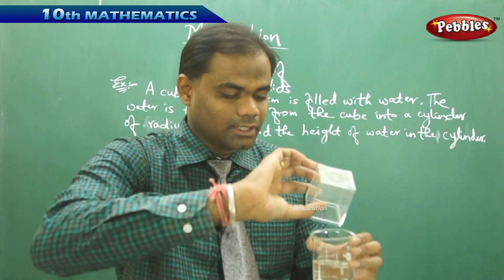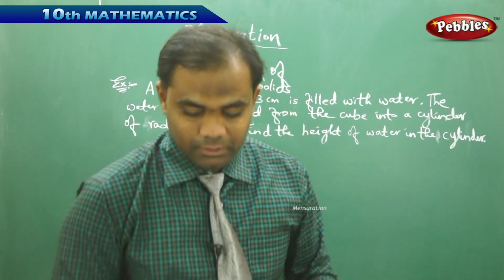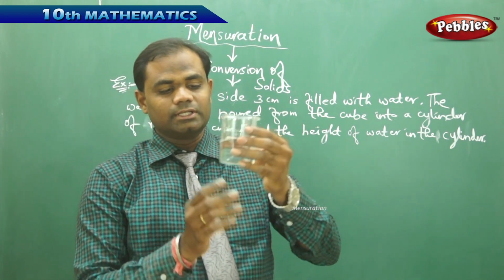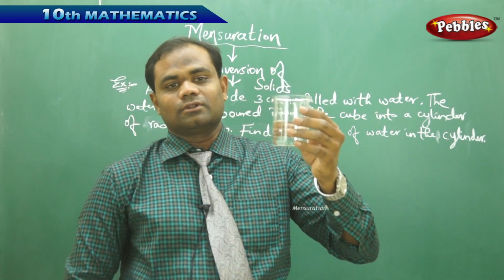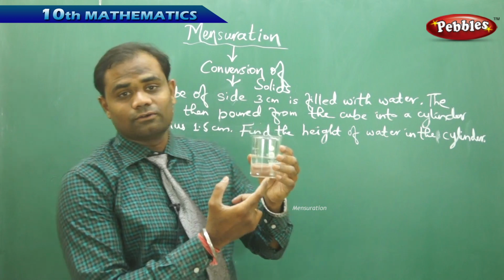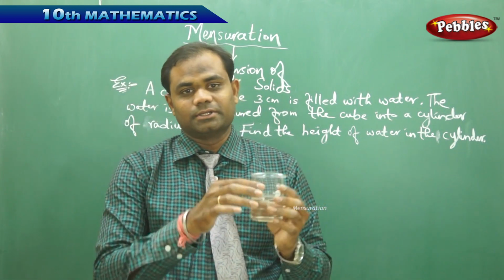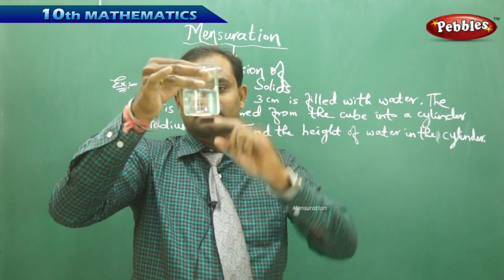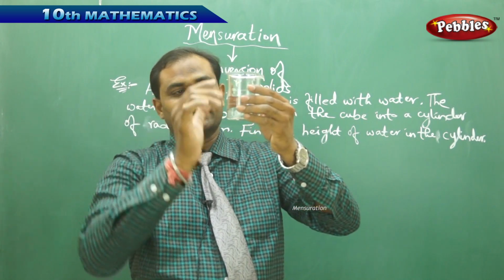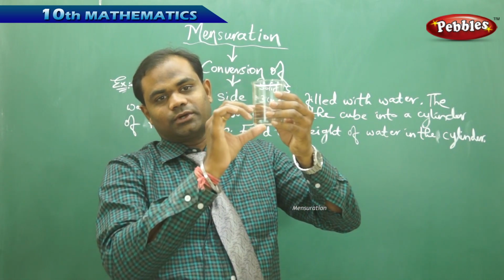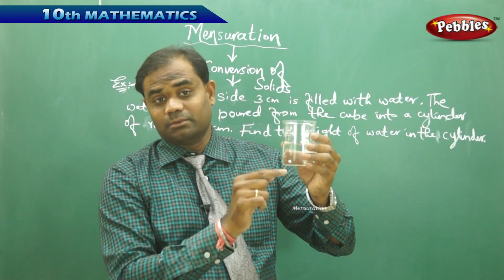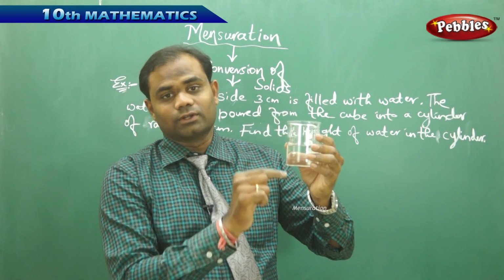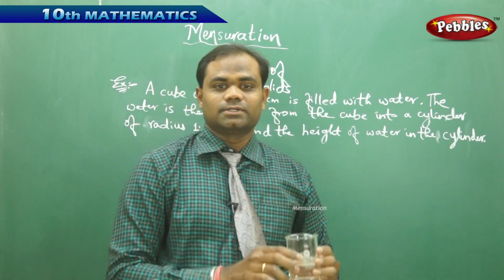Now the question here is, a cube filled with water poured into a cylinder has some height reached. Now the question says, if the radius of the cylinder is 1.5 centimeters, then after pouring some water, the water is reached to some height. The question is about finding the height of water, not the height of the beaker, but the height of water when it is poured into a cylinder.